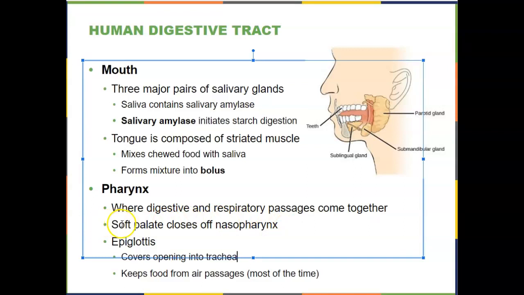Also, there are some valves in the soft palate, the back of the roof of the mouth, that close off access to the nasopharynx. So when you swallow food, those valves naturally close and generally keep food and liquids from going up into the nasal cavities and force food down into the esophagus.